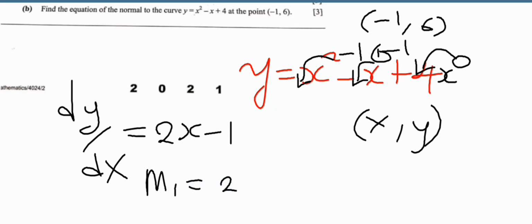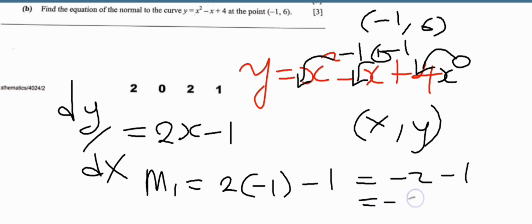we are going to say gradient 1 is equal to 2. Then where we have x from this dy dx, we are going to insert -1. So we are going to put -1 here minus 1. So -1 multiplied by 2 or 2 multiplied by -1, we are going to get -2. So we have -2 minus 1. Now -2 minus 1, we are going to get the gradient as -3. Now this gradient that we have found is the gradient of the tangent to the curve.